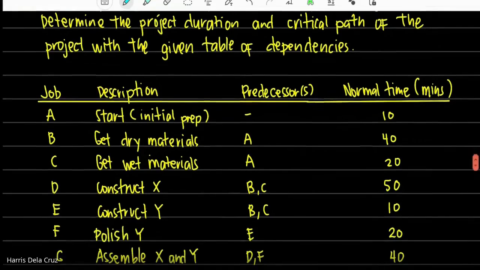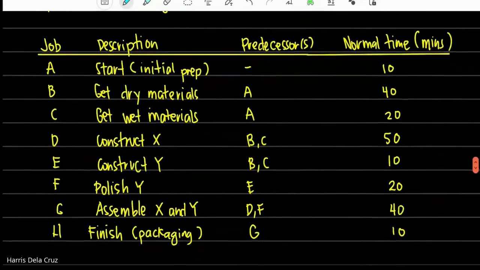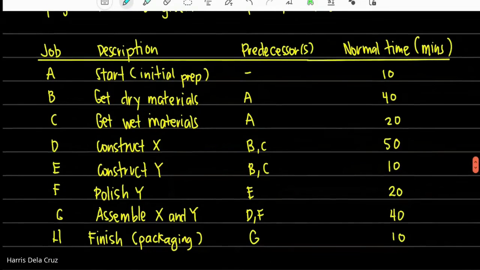Now, let's say that we have a project with job A to H with the following description, the predecessor, and the normal time in minutes to complete that particular project. So, A is the start or the initial preparation, and that requires 10 minutes. So, maybe in a certain project, this is setting up the area, o kaya, usually, halimbawa sa store, opening the store. So, anything that needs prepping up to do before you can actually start the project. So that you just have an idea.